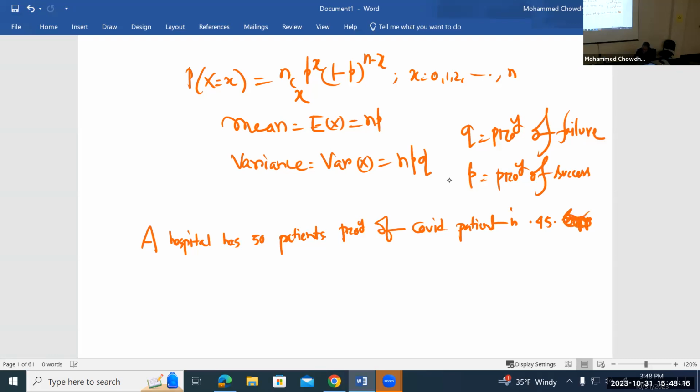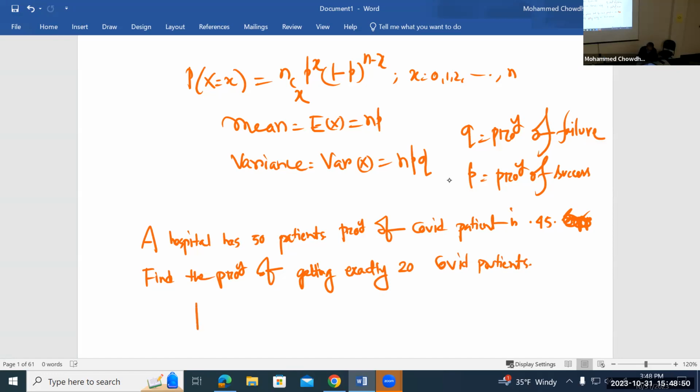Find the probability of getting exactly 20 COVID patients. Clear, right? Exactly 20 COVID patients. So how can we do that?